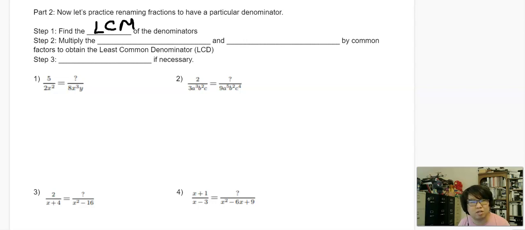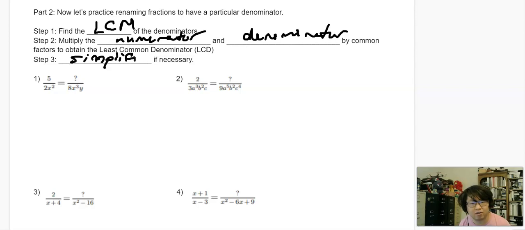We'll get to the examples in a sec, but we're going to multiply both the numerator and the denominator by a common factor to obtain the least common denominator. We'll explain a little more about what that means in a sec. And finally, if you get a chance, you can simplify if necessary. We probably won't use this step too much as long as we hit it right on the head. So first example, 5 over 2x squared, and I'm trying to get it to be this whatever over 8x cubed y.